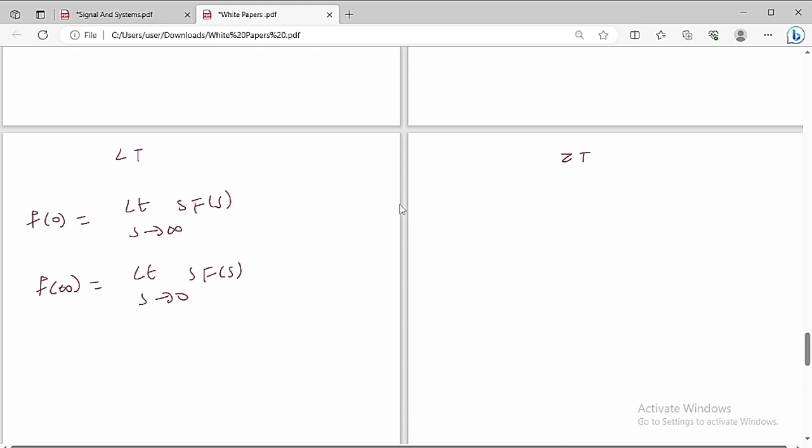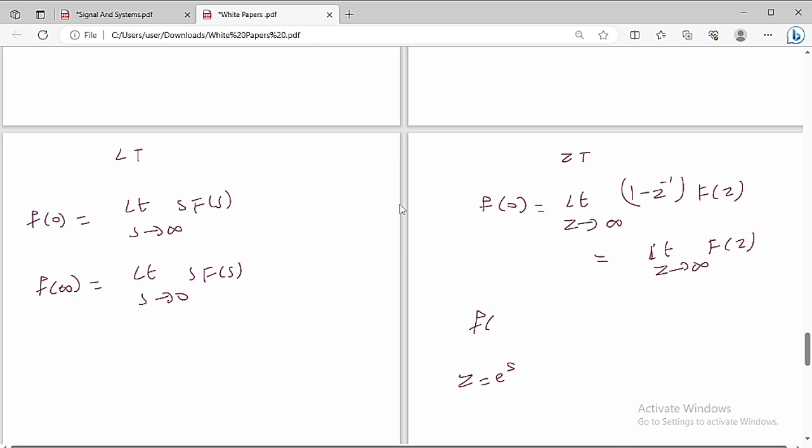So here we can say f of 0 is equal to limit z tends to infinity, since z is equal to e to the power of s. As s is equal to infinity, z is also equal to infinity. So 1 minus z to the power of -1 into F of z. If you simplify, what are you going to get? 1 by z is nothing but 1 by infinity, which is equal to 0. So you are going to get limit z tends to infinity F of z.